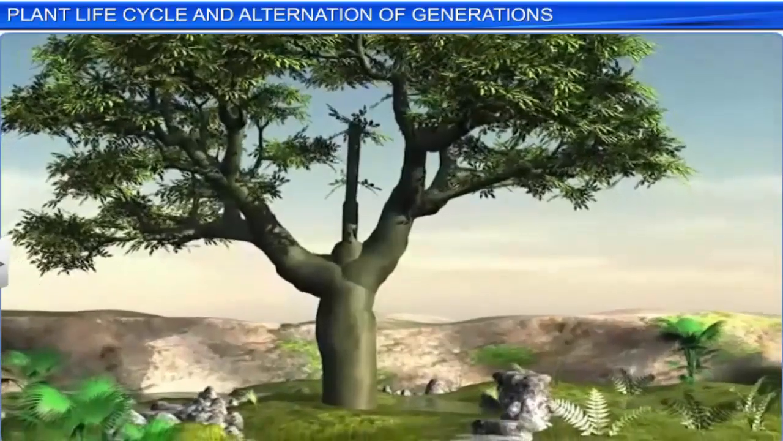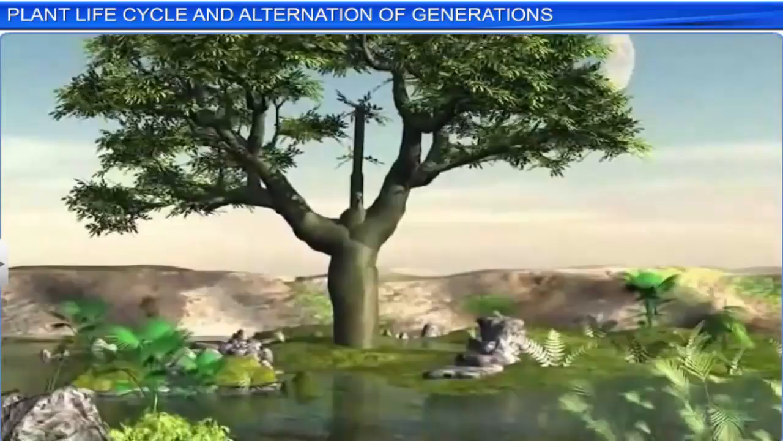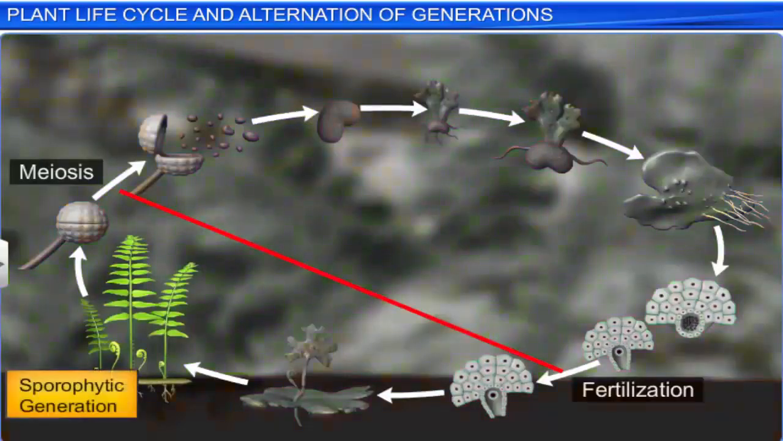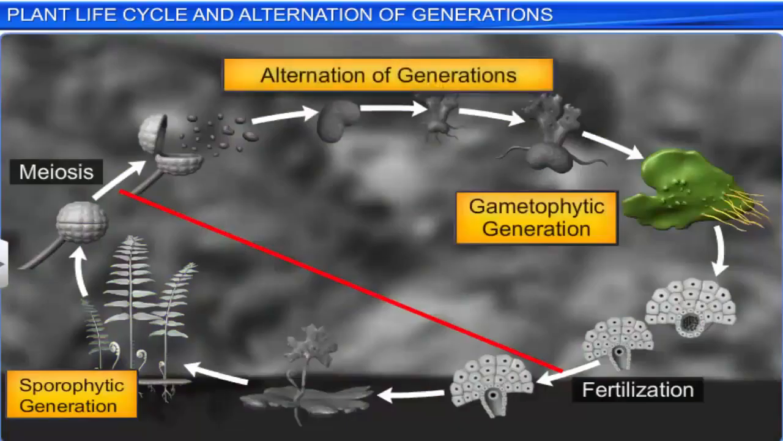If you observe the life cycle of any sexually reproducing plant, you will notice that it alternates between a sporophytic generation and a gametophytic generation. This is termed as alternation of generations.